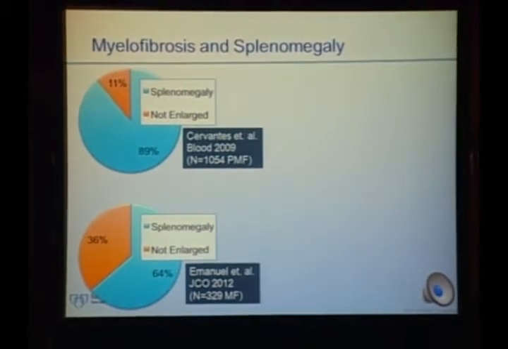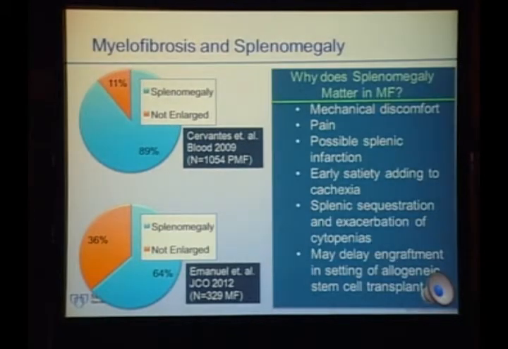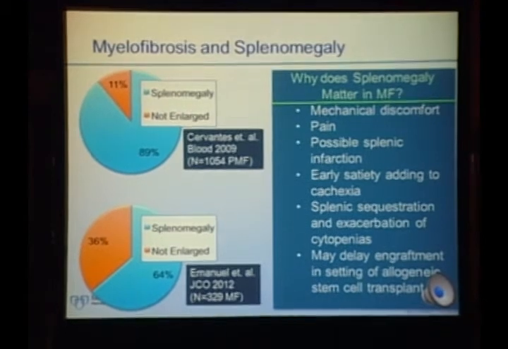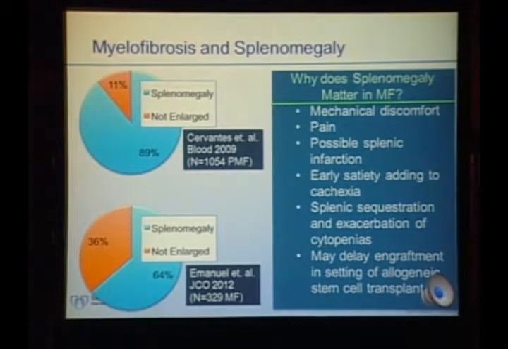Now, what about the spleen? Well, one, in myelofibrosis, it most commonly is enlarged and is able to be felt below the rib cage. Two different series suggest from 65 to 90% of people this is the case. Now, why does the big spleen matter? Well, it can not only cause pain, it can cause fullness. It can lead to sharp pain through splenic infarction. It can lead to the spleen holding onto blood counts and lowering blood counts. And it can delay engraftment after someone's had a bone marrow transplant.